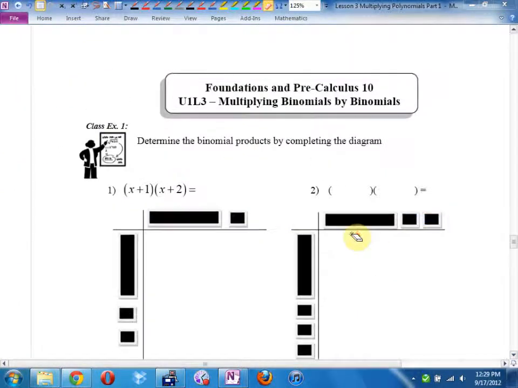So, lesson 3, we looked at multiplying monomials by monomials and monomials by polynomials. Now we're going to do binomials by binomials. You probably last year learned an acronym for this. You probably called it FOIL. Okay? Our goal this year is if I give you a fairly straightforward binomial.